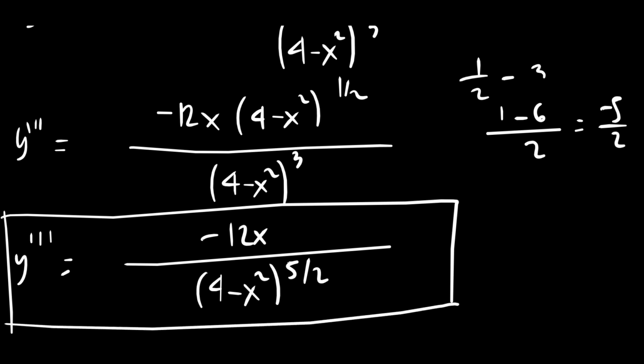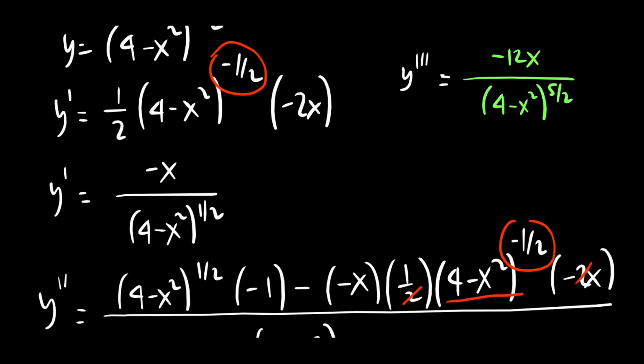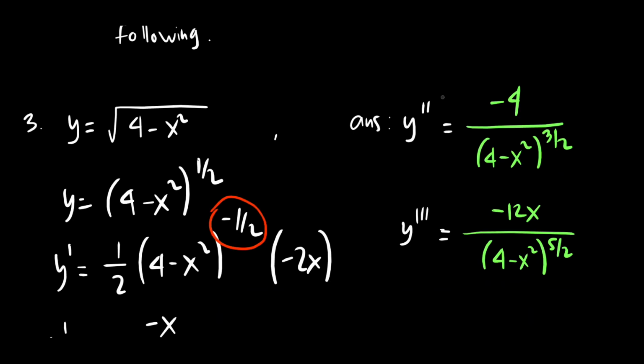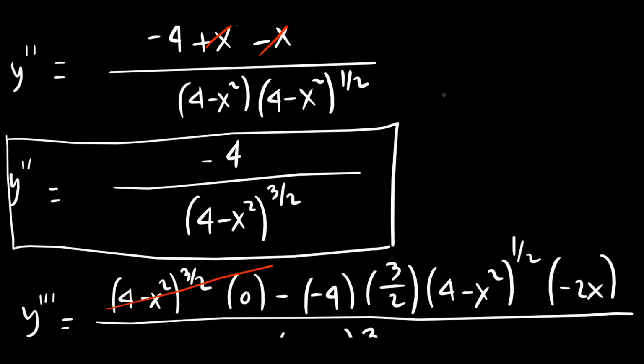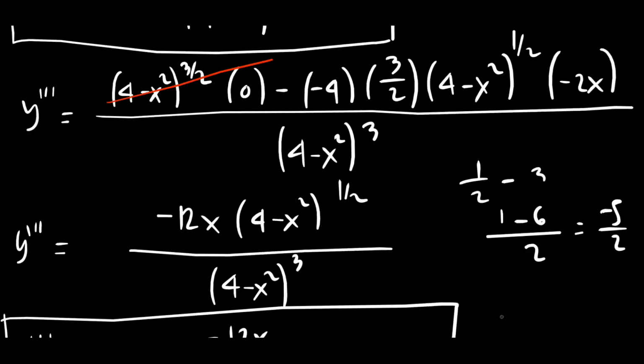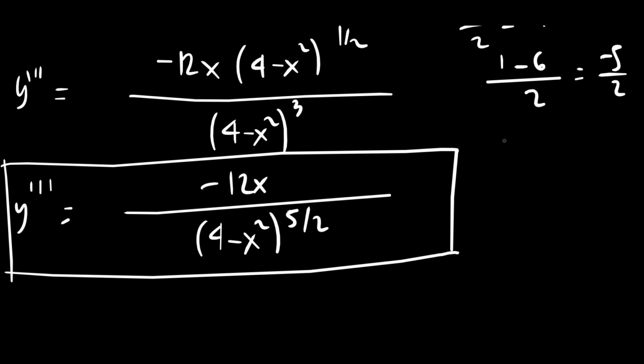So let's check if our answer is correct. So for the y double prime, negative 4 all over 4 minus x squared raised to the power of 3 halves. So our answer here is correct. And for the third derivative, negative 12x all over 4 minus x squared raised to the power of 5 halves. Our answer here is correct. So let's proceed to number 5.